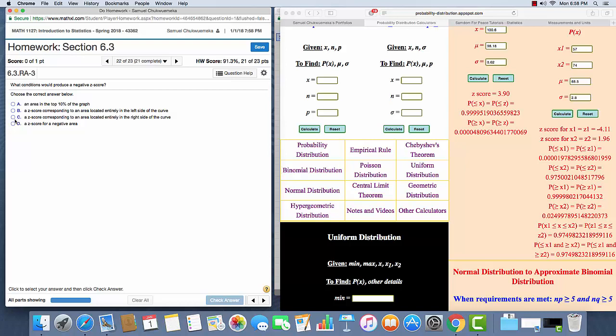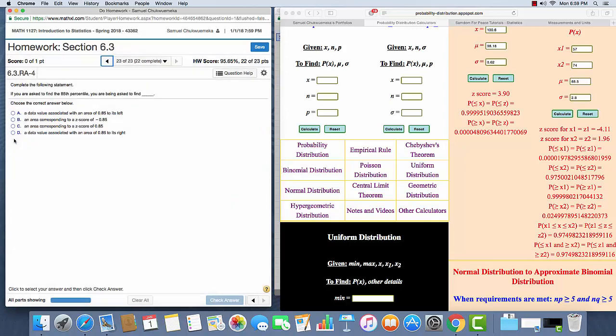Is the z-score corresponding to an area located entirely in the left side of the curve? Remember the area. We don't have a negative area. We only have positive and negative z-scores. But the z-score corresponding to the left side of the curve is a negative z-score.